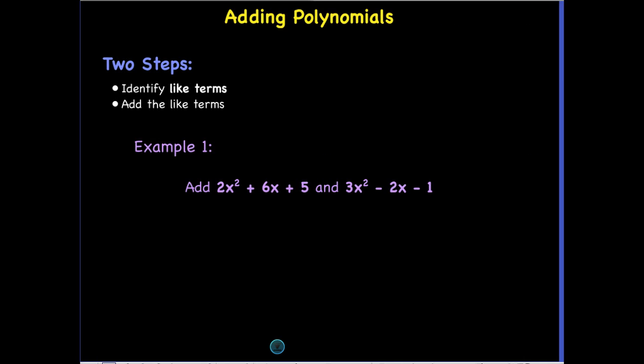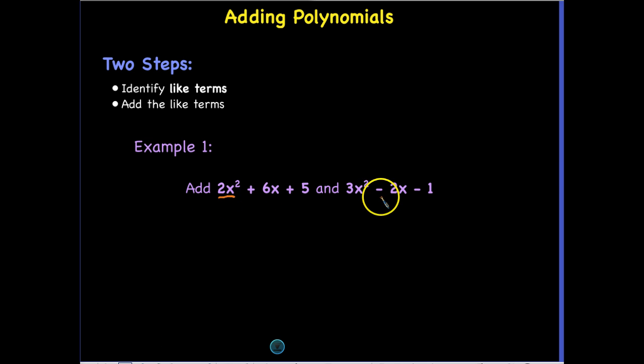So for our first example, we're going to add polynomials. So there's really just two steps involved. All you have to do, like I said, is to identify the like terms and then add the like terms. So here we have two polynomial functions and we want to add them together. So in this case, we have a 2x squared. So I'm going to underline that. And that'll be this first method, so we'll use an underline.